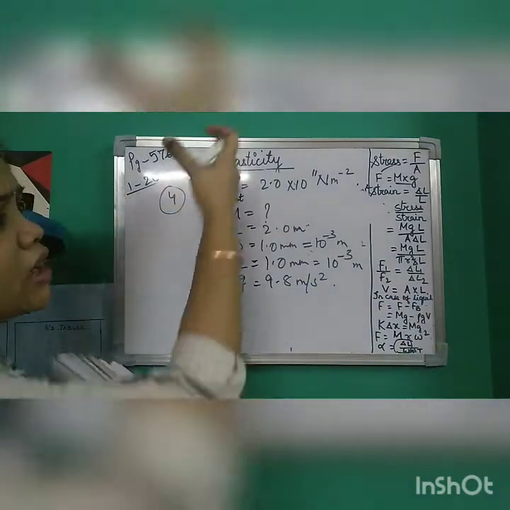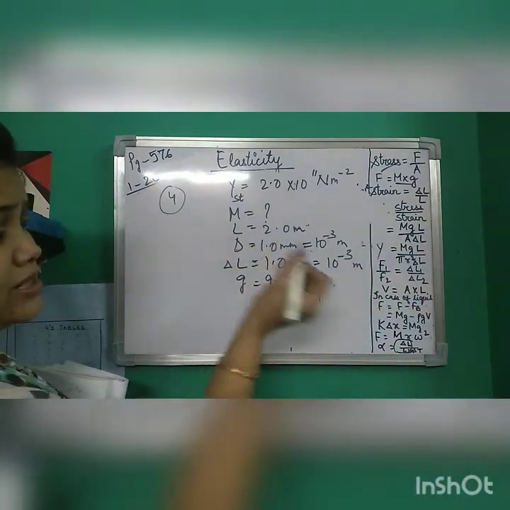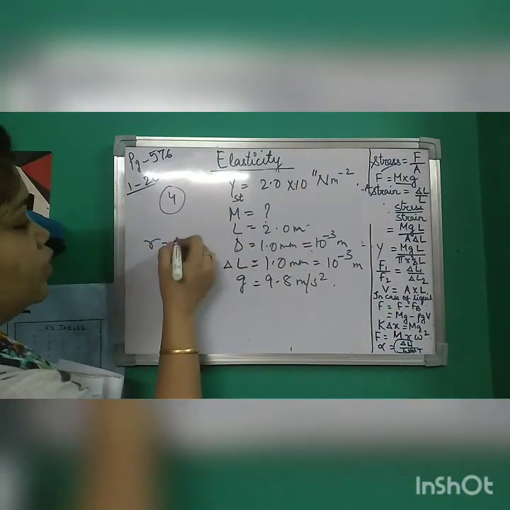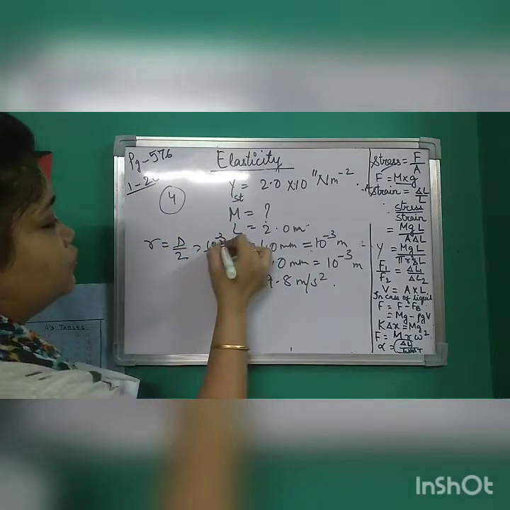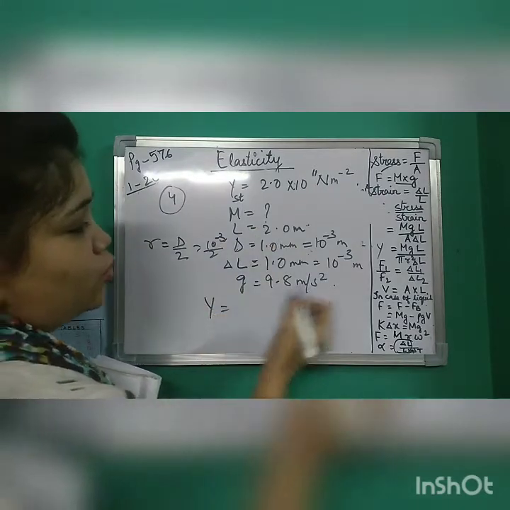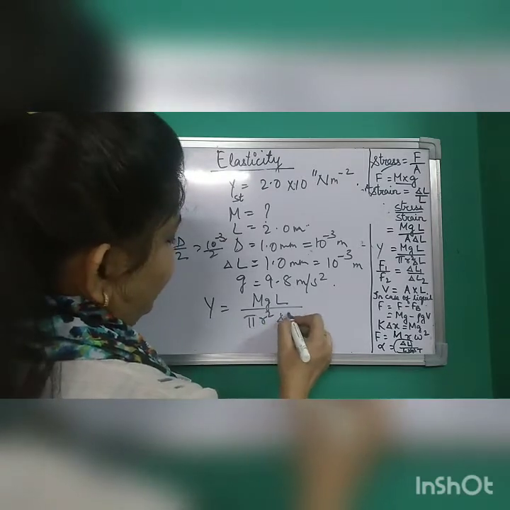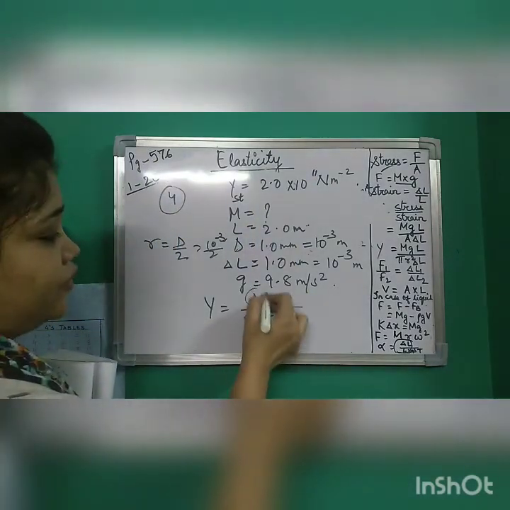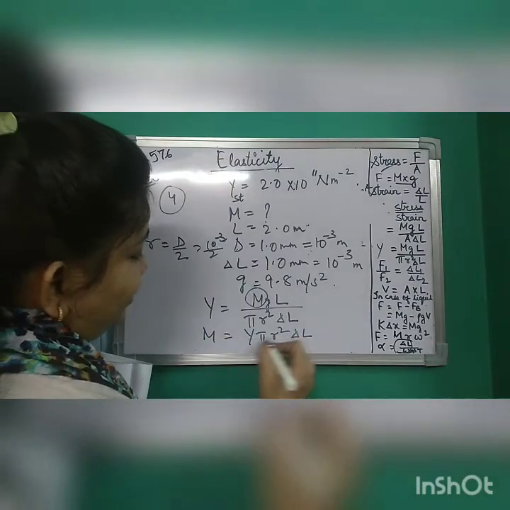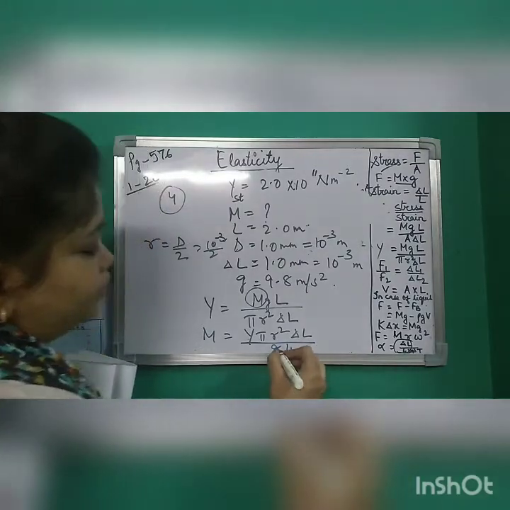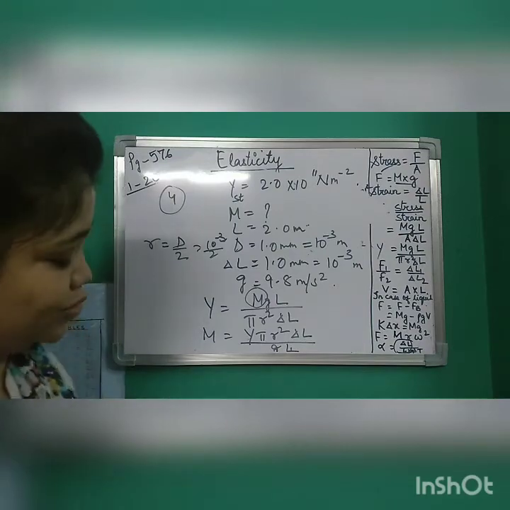So you see students, all quantities are given to you. Just put it in this formula and you get the answer. Diameter is given. So what will be radius equal to? Diameter by 2. That means 10 to the power of minus 3 by 2. So just put it in the formula. So Y is equal to mgl by pi r square delta L. All quantities are given. You have to find out M. So M will be equal to Y pi r square delta L by GL. So put all the values, solve and get the answer. So it's also an easy sum.